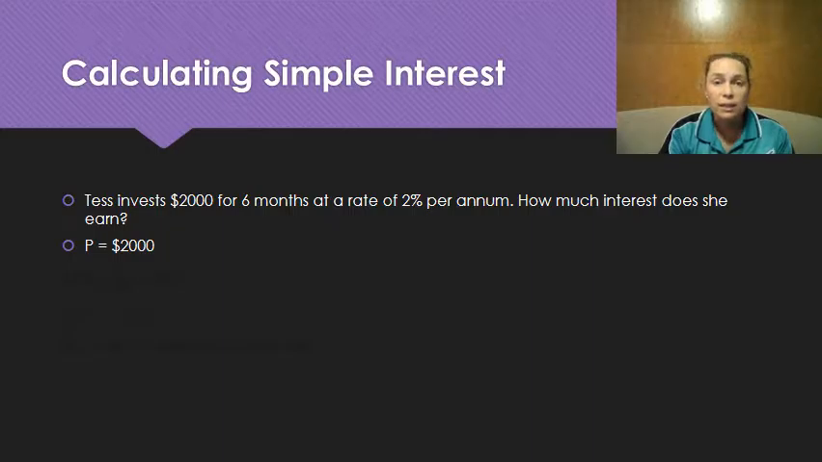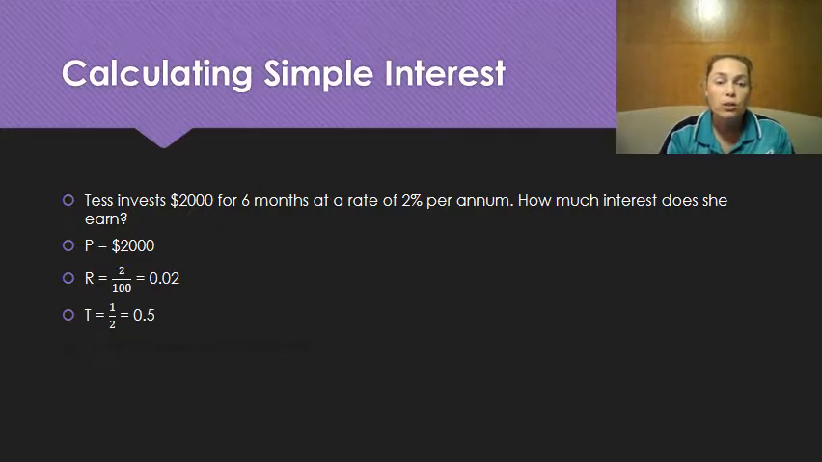Our rate, or R, is 2%. Now this is the tricky part, because 2% is 2 over 100, which is 0.02, and our term is 6 months. Now, when we said that the interest rate was per annum, that means per year. So 6 months is only half a year. So our term is 0.5, which is a half.